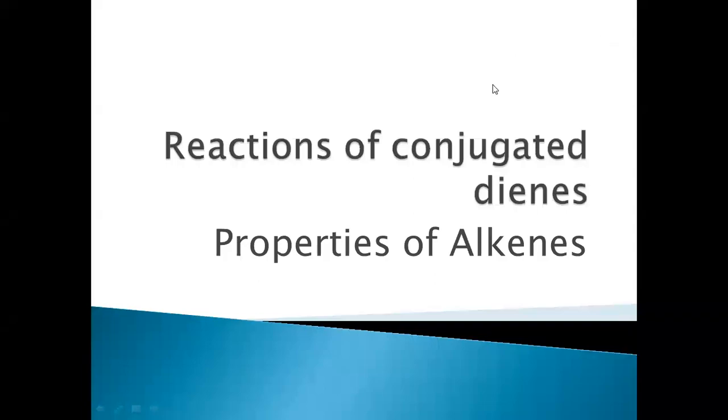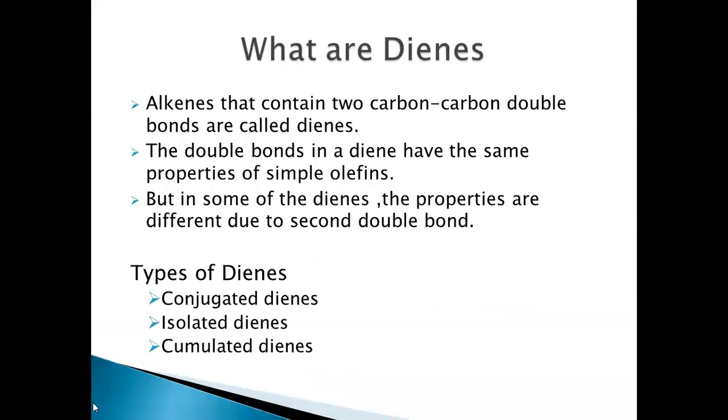In this video, I'm going to discuss the reactions of conjugated dienes. This is pulled out from the degree first semester syllabus, that is chapter 5, acyclic hydrocarbons, under the topic properties of alkenes. So before going to the reactions of conjugated dienes, let's understand what these dienes are.